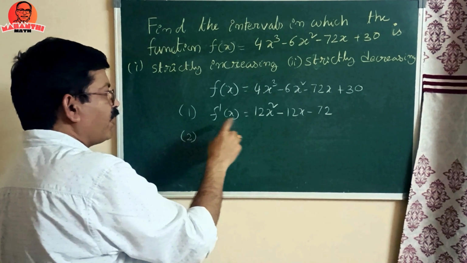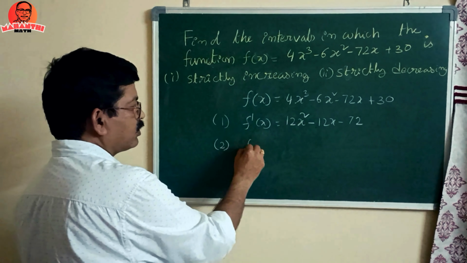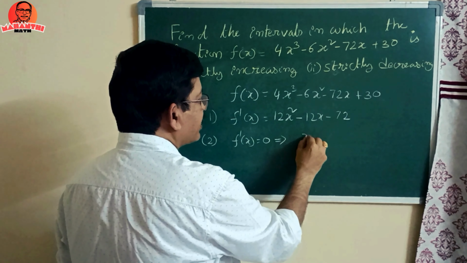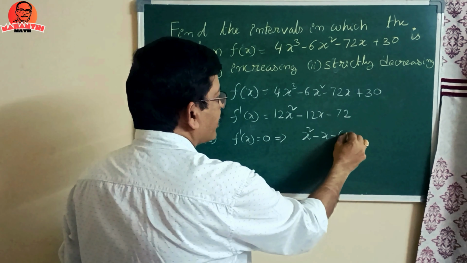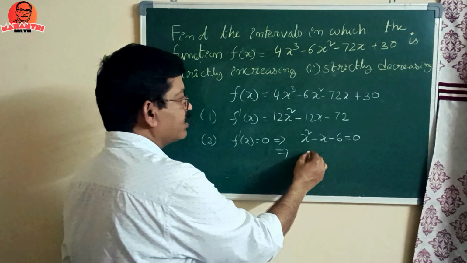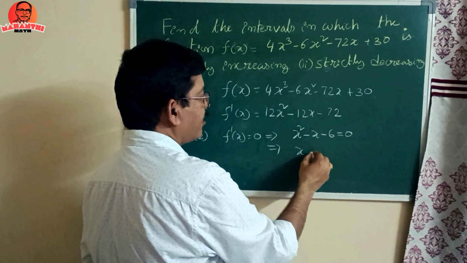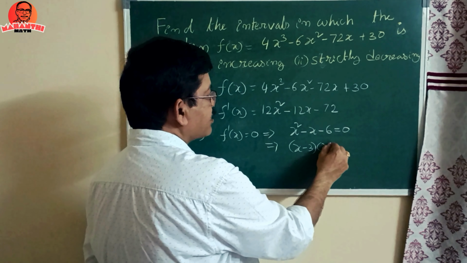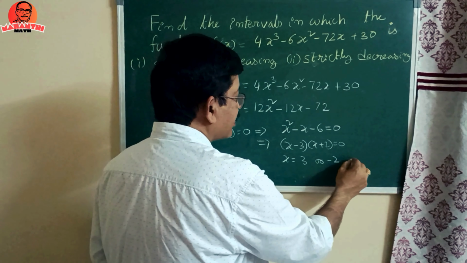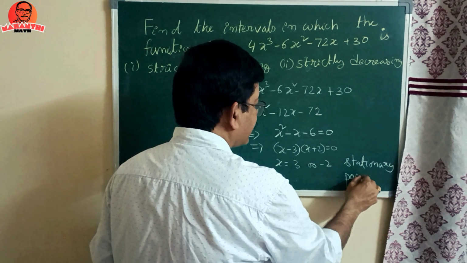Second step, you find the stationary points of this one. Stationary points means the solutions of f'(x) = 0. So you take f'(x) = 0, which implies 12x^2 - 12x - 72 = 0. So 12 we can take common and you can cancel it: x^2 - x - 6 = 0. Now we will factorize this one. We will use splitting middle term and we can find very simple: minus 6 factors, sum is minus 1, so minus 3 plus 2 we have to take. So (x - 3)(x + 2) = 0. So x equals 3 or minus 2. These are the stationary points. This is the second step.